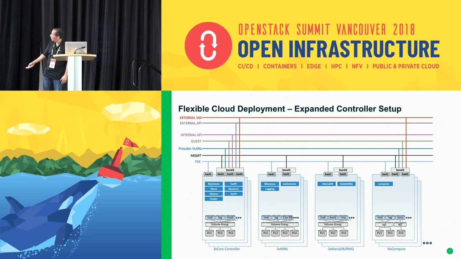So we can go something like this, right? A nice, very expanded controller setup, or we can do something much smaller. In this case, we have 3 controllers. You can see what they run here. We have 3 separate nodes for monitoring, metering, and logging, where we run Monasca. We have separate nodes for MariaDB and Rabbit, and then we have our computes.